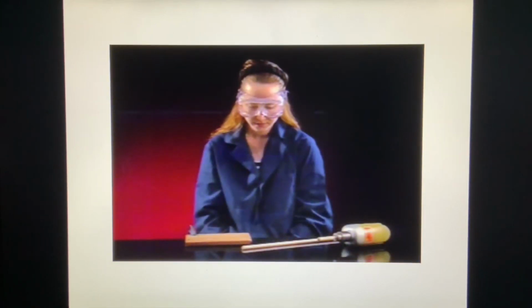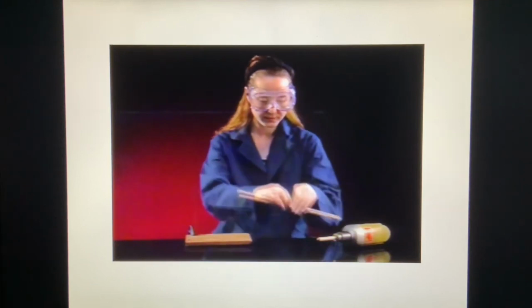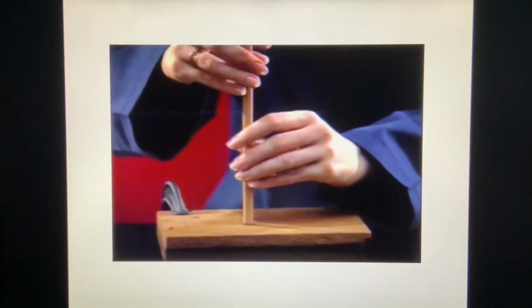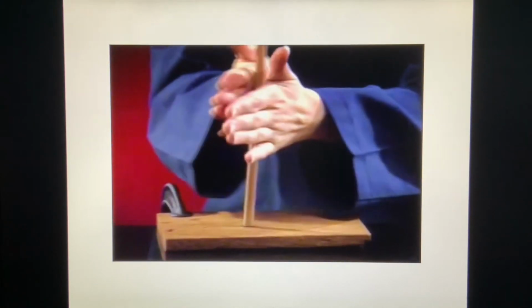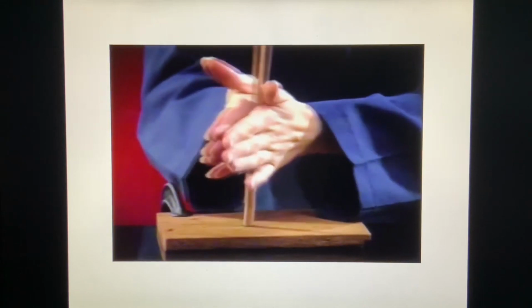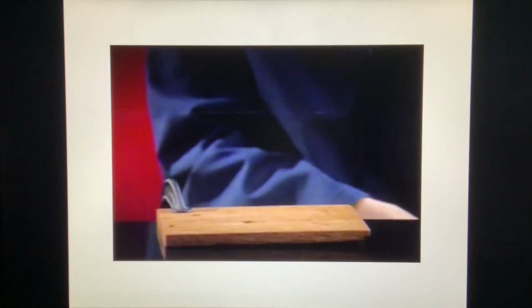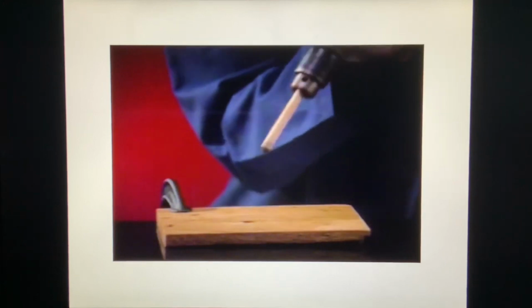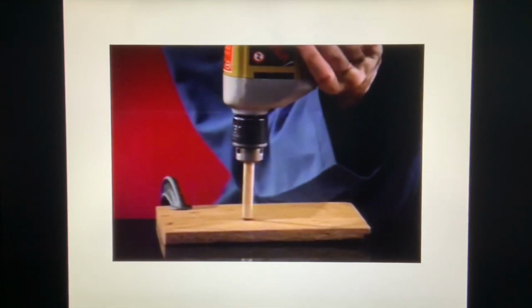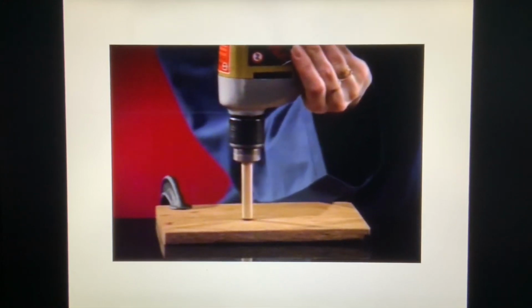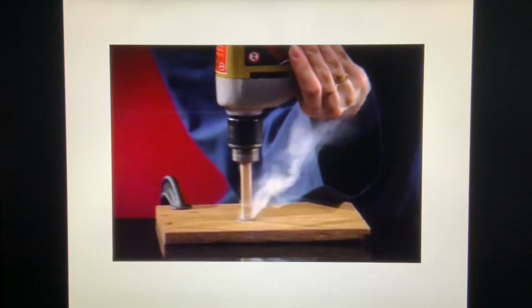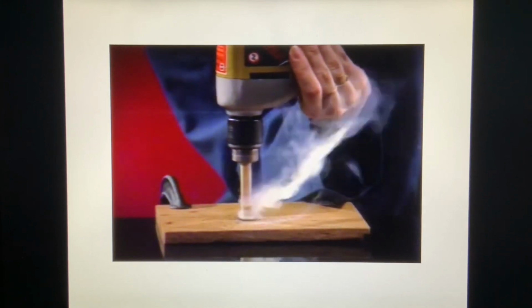We've all felt how much warmer our hands become when we rub them together rapidly. Any two objects rubbed together will generate heat. Here is one such pair of objects, a wooden board and dowel. If we rub them together this way, not much happens. Let's try a little more speed and pressure. Now we clearly see the effects of heat generated by the friction between moving objects.